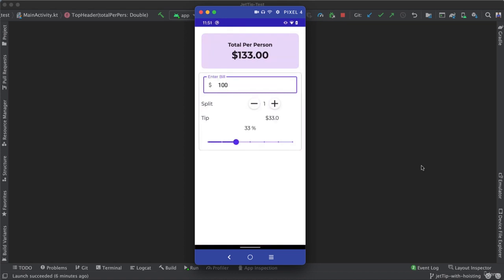So there are a lot of moving parts here, not only the user interface, but also the logic behind it and how to put together such a thing in Compose. So this is what we're going to be doing next, and let's go ahead and get started.